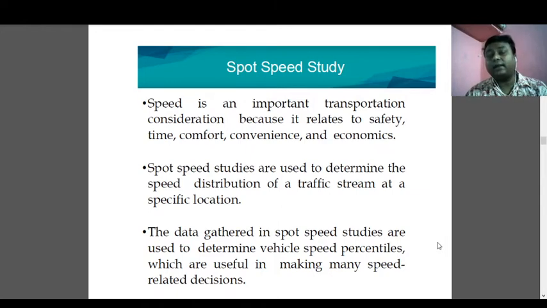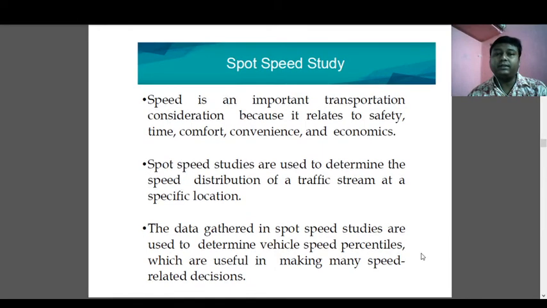When we talk about speed, in most cases we consider the spot speed data. So what is spot speed? Speed is an important transportation consideration because it is related to safety, time, comfort, convenience, and economics. Spot speed studies are used to determine the speed distribution of a traffic stream at a specific location. The data gathered are used to determine vehicle speed percentiles, which are used in making many speed related decisions.